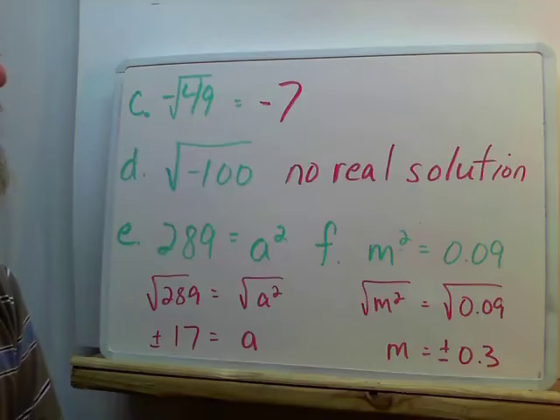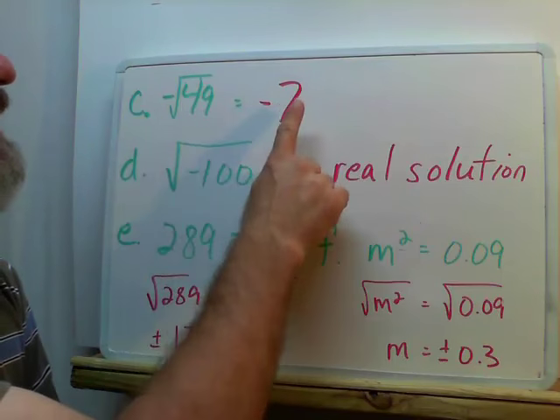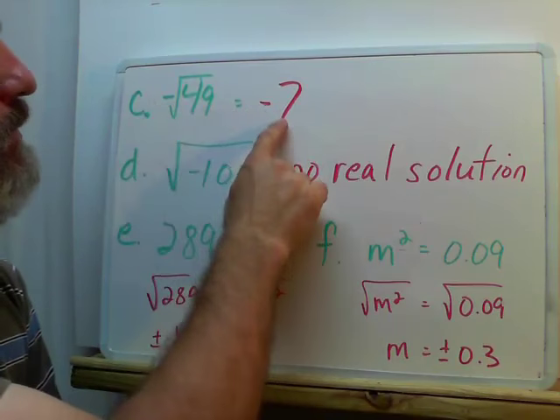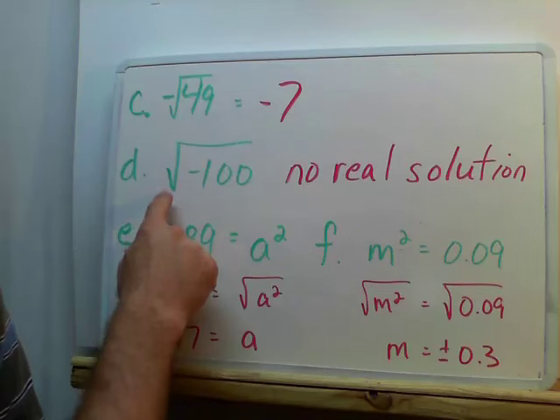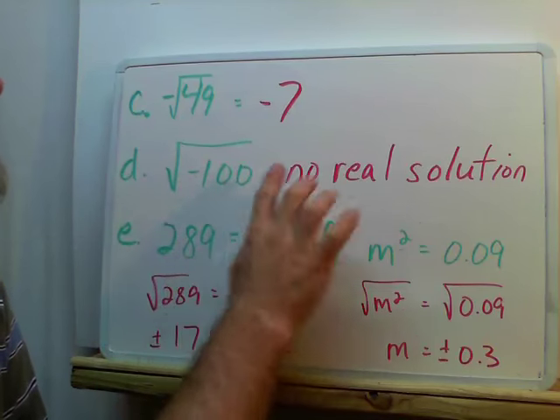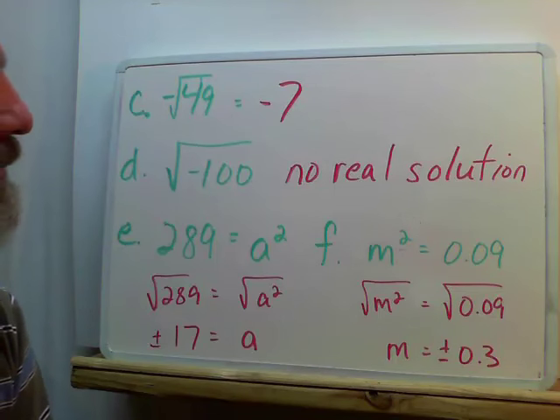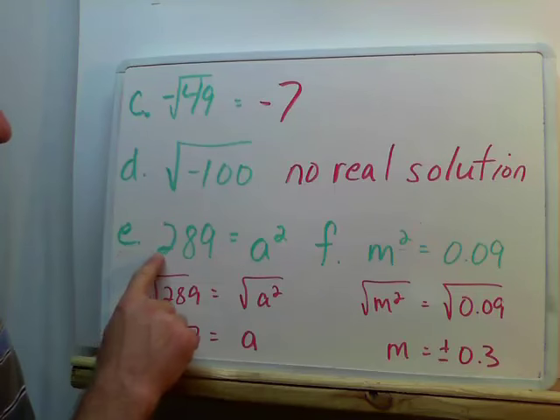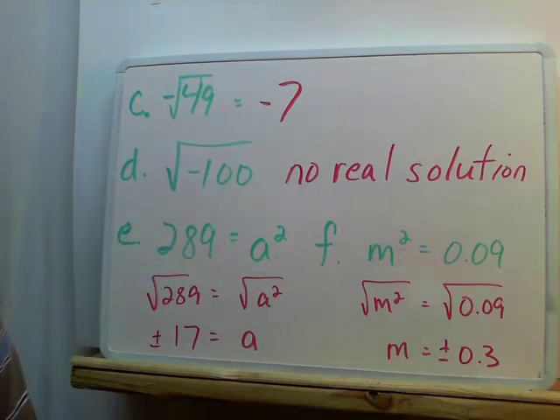Letter C, the negative square root of 49. Well, the square root of 49 is 7, so the negative square root of 49 must be negative 7. That would be the quickest way to do that problem. Letter D, the square root of negative 100 has no real solution. There is no number you can multiply by itself to get a negative answer. Can't be done.